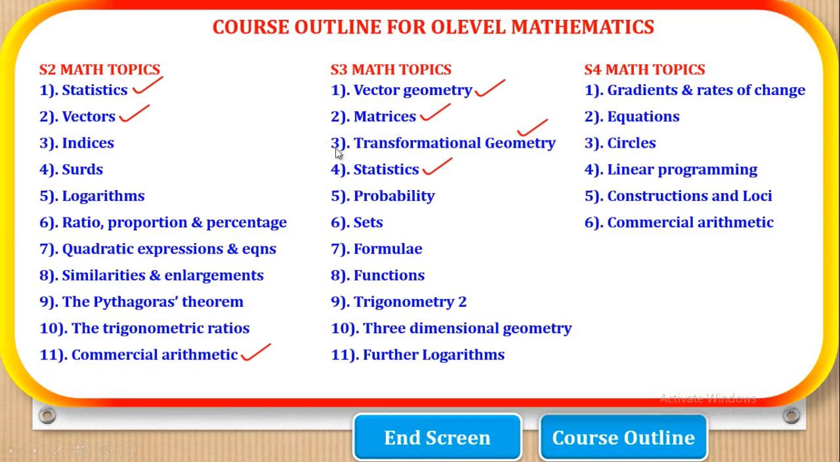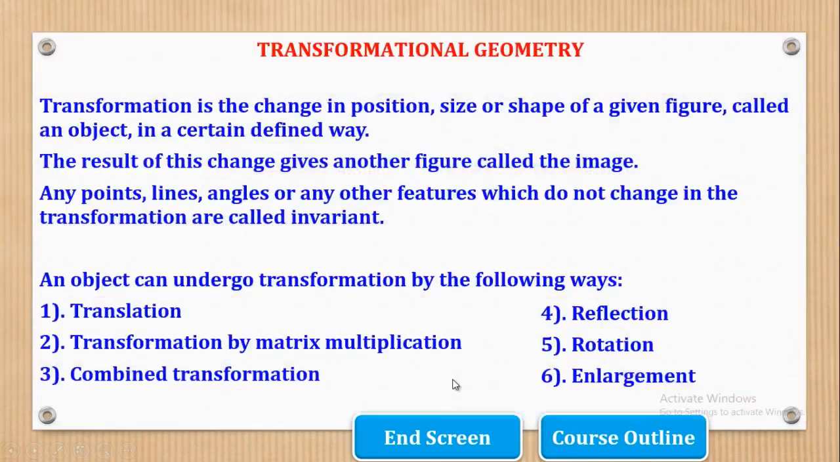In this video we are going to talk about the topic of transformational geometry. Transformation is the change in position, size or shape of a given figure, called an object. The result of this change gives another figure called an image. So the object is the original figure and the image is the figure which results after transformation.